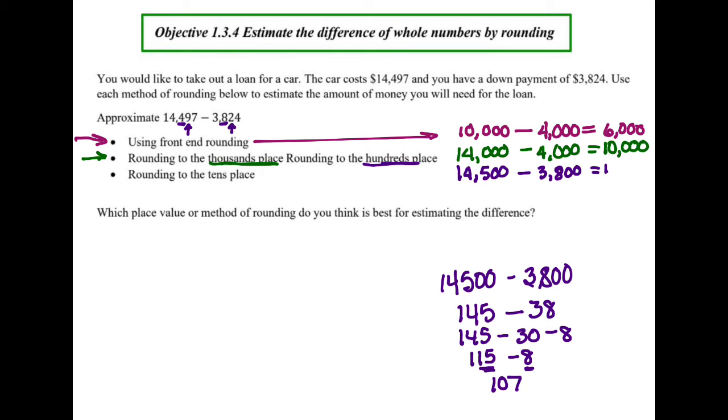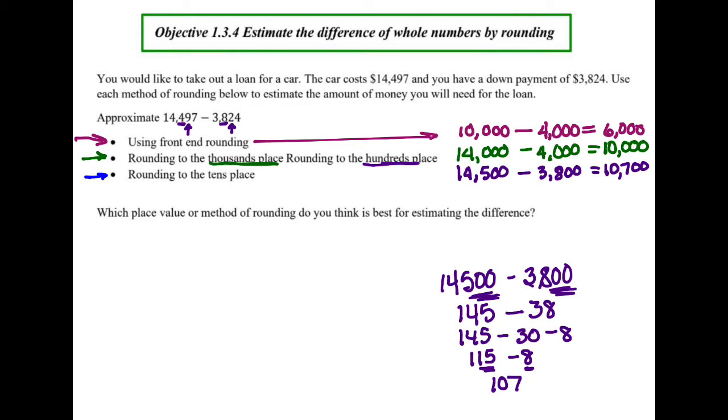So 107, and then put those 2 zeros back because I took them off here when I was doing that computation. Okay, so to me, that estimate was harder than it needed to be. So we don't really want to use that one because estimating should save time.